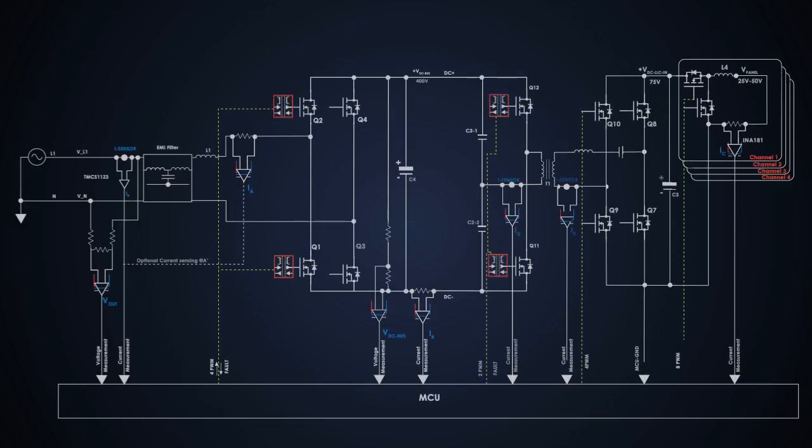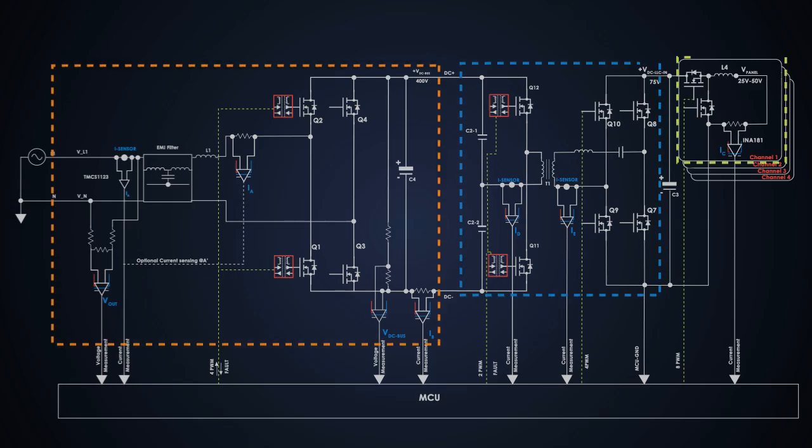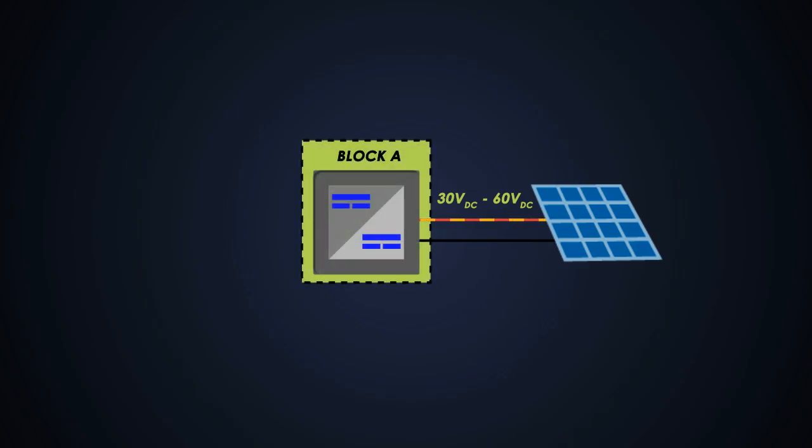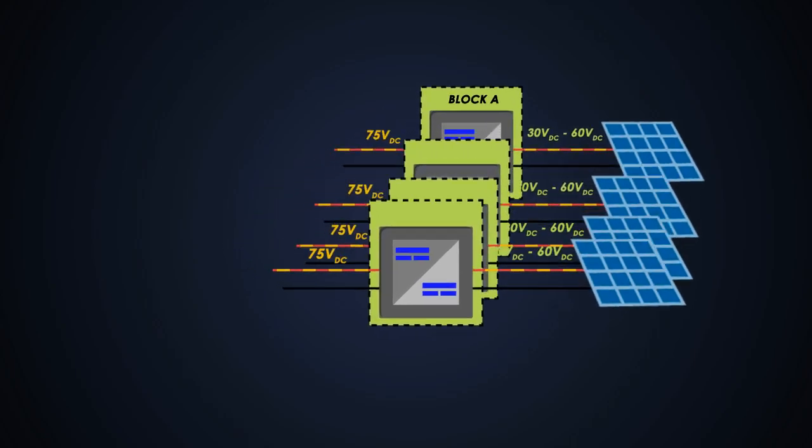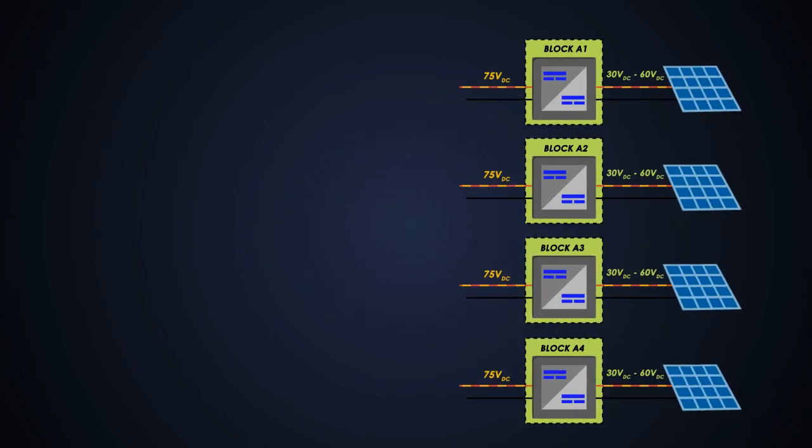Now, this is how the inverter circuit looks like. There are so many components and it looks a bit complicated as well. Let's make it easy and divide them into smaller blocks. First, we have solar cells. Let's consider it produces voltage between 30 volts to 60 volts DC, and this will get converted into constant 75 volts DC. And there will be multiple solar panels and DC to DC converter which are stacked together.